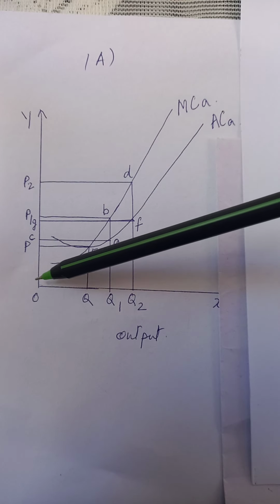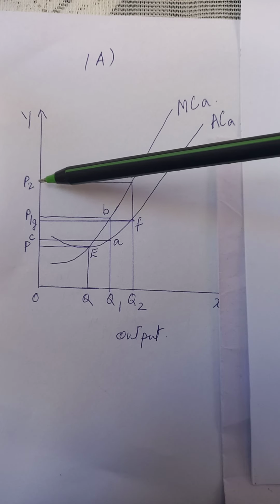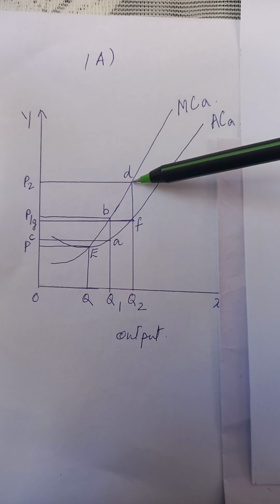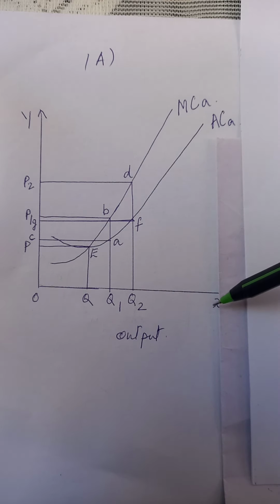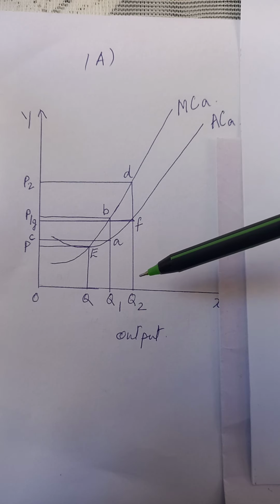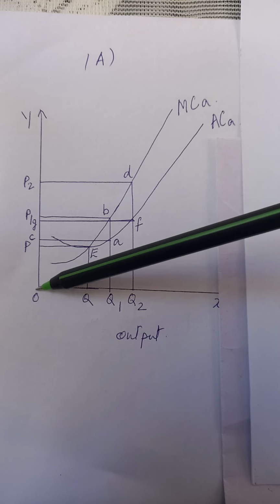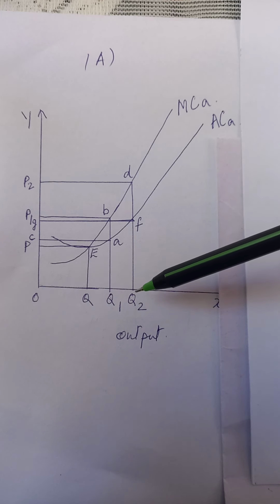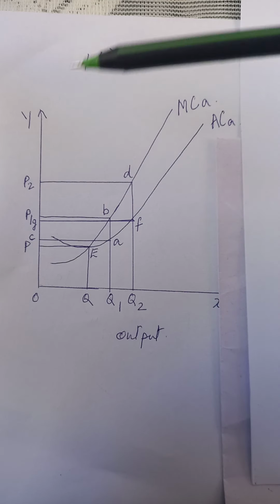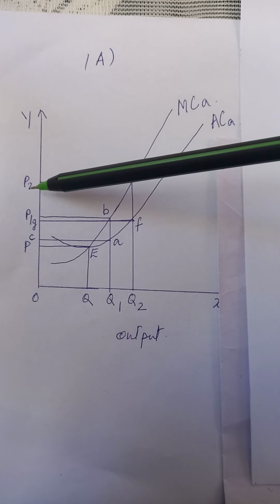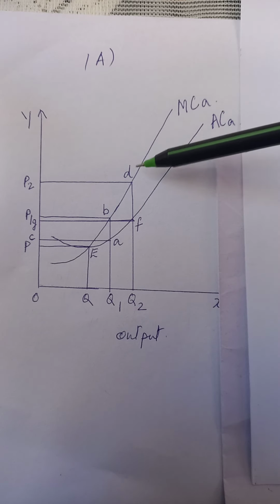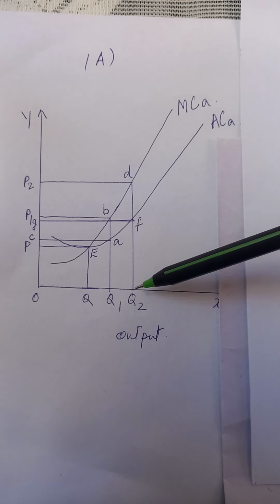Okay, so with the increase in price to OP2, we have a new price line P2D. So after obtaining this point D, dropping a perpendicular downwards towards the output axis OX, we get OQ2 as the output, which means the producer is now increasing their output from OQ1 to OQ2. And not only that, price also increased from OP1 to OP2. So at this price OP2, or DQ2, let's find out how much is the average cost.